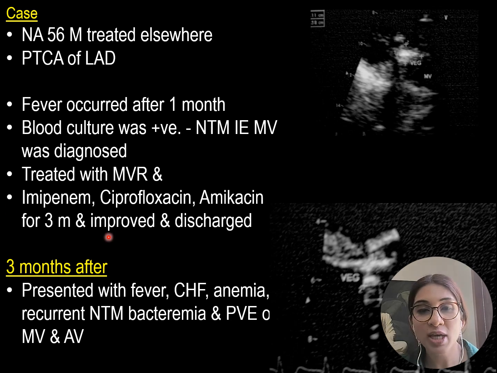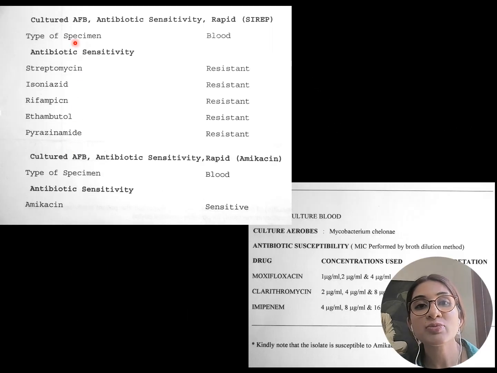During this he improved and was discharged, but 3 months later he presented with fever, congestive cardiac failure, anemia, and recurrent NTM bacteremia, and also there was recurrence of the prosthetic valve endocarditis at the mitral valve, as well as a new vegetation at the aortic valve. The blood cultures were positive.